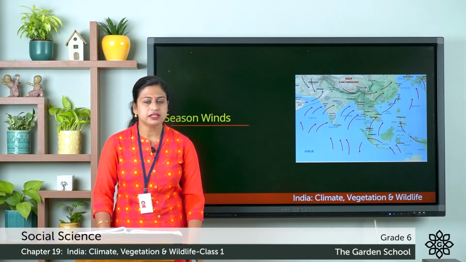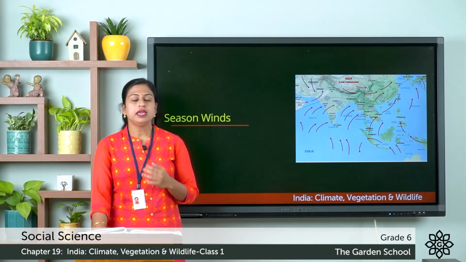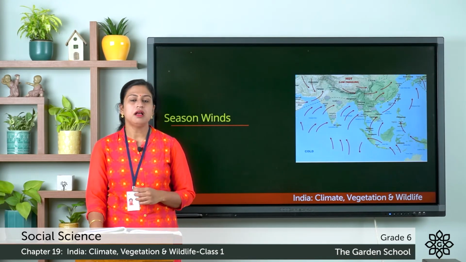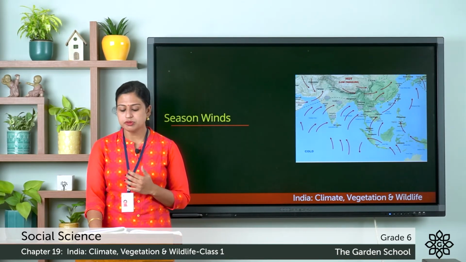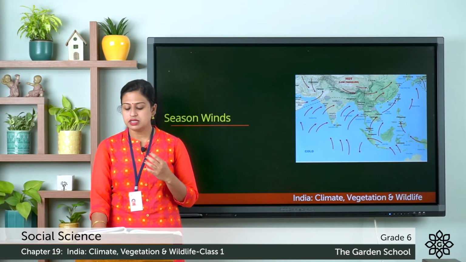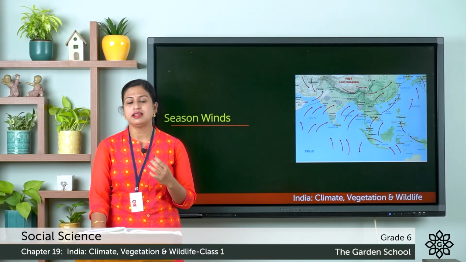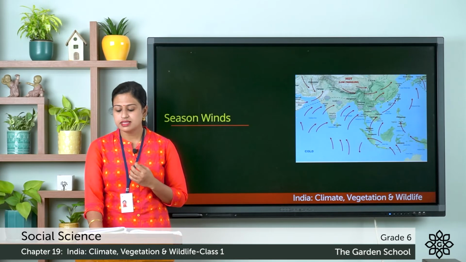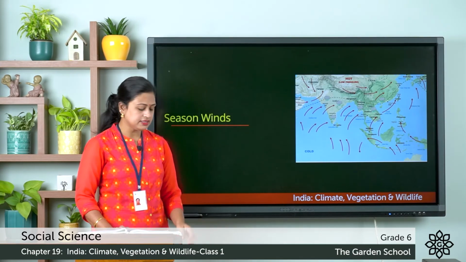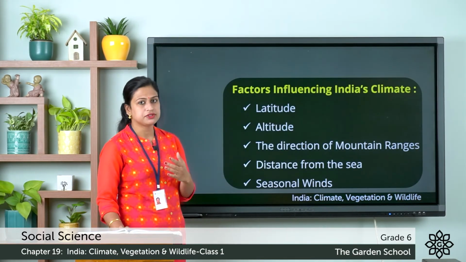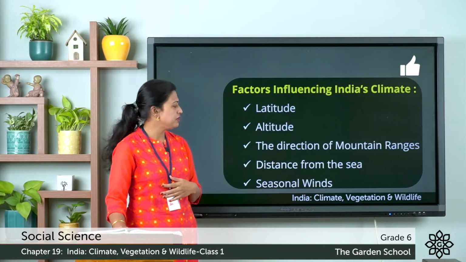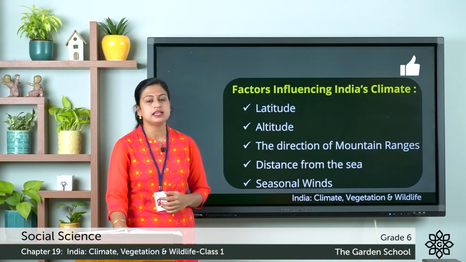Now, the next factor is the seasonal winds. Here, the winds bring air from one type of climate to another. For example, warm wind that blows over the water bodies collects lots of moisture. So, when it reaches the cooler climate, the water vapor in the air condenses and heavy rainfall occurs. This is why the coastal areas have heavy rainfall. So, these are the factors that influence the climate of our country: latitude, altitude, the direction of the mountain ranges, distance from the sea and seasonal winds.